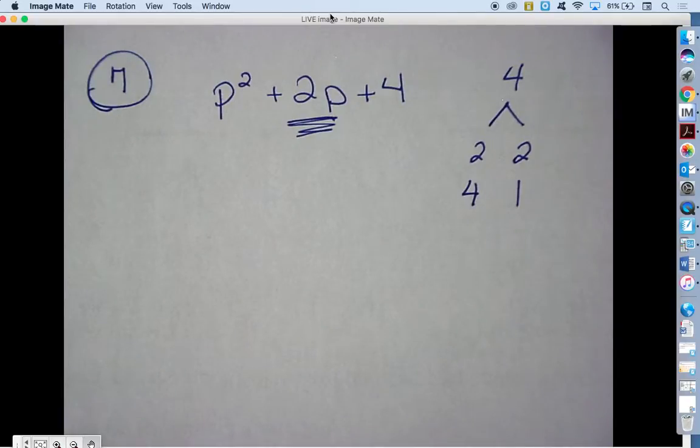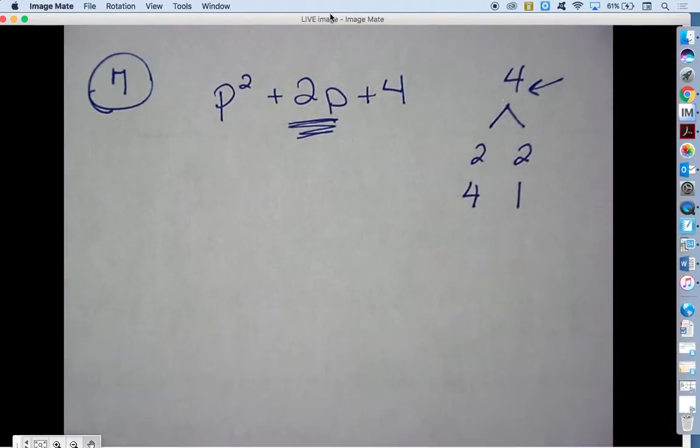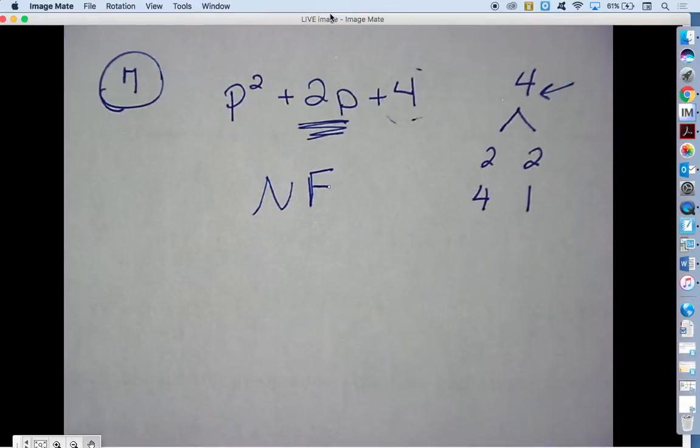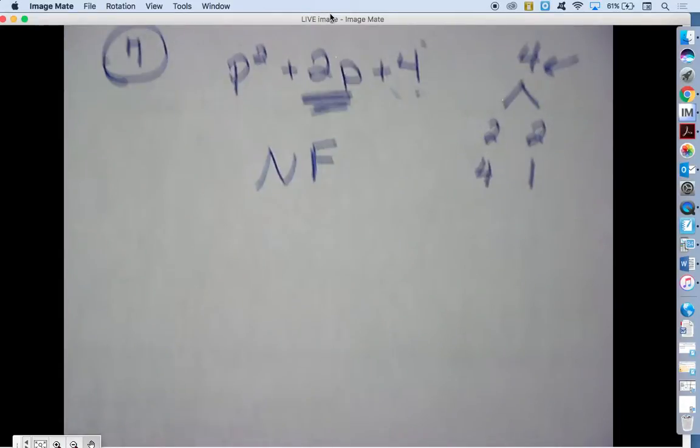And if you use the 4 and the 1, you either have to add them both or subtract them both to keep the top number a positive 4. So number 7 is not factorable. So don't get tricked there and say it's p plus 2 and p plus 2 just because you see that positive 4 in the back. So that one is a not factorable one. And the other one, which other one was not factorable?